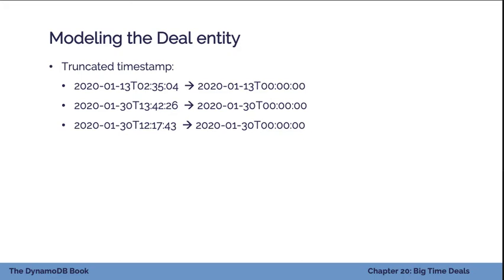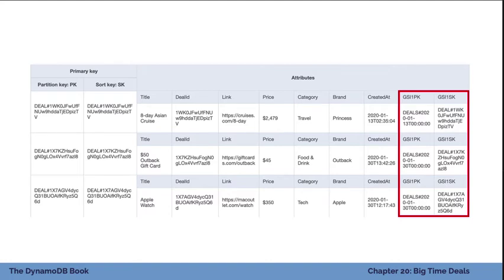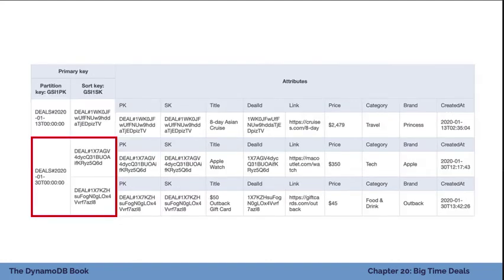Likewise, those next two are both for January 30th. One is for 1:42 in the afternoon, and one is for a little later in the afternoon. But when they get truncated down, they're both for January 30th, which is going to be great. And that's what we have here. So we've got that outlined. If we take a look at our secondary index, we get this here, and we can see that all the deals that are in January 30th are going to be in that same item collection, and we can run a query against that to get the most recent.